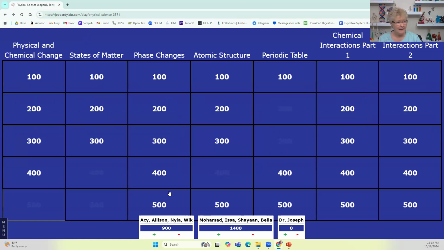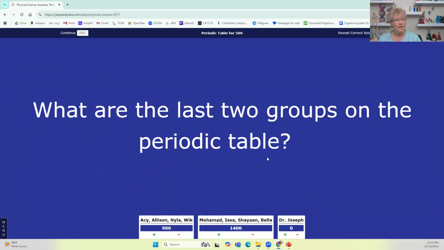And next we had Nyla last. Wick, your turn. Periodic table 500. What are the last 2 groups on the periodic table? Okay. The last one is noble gases.